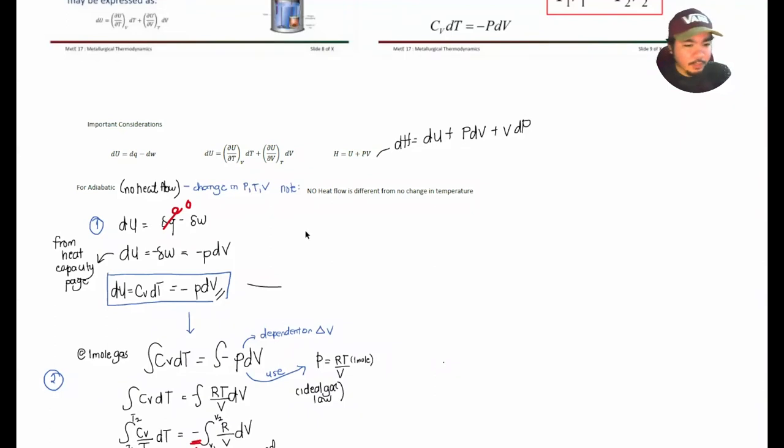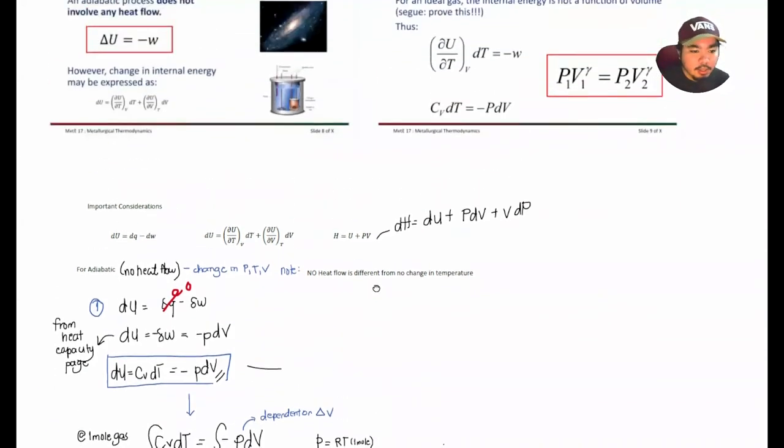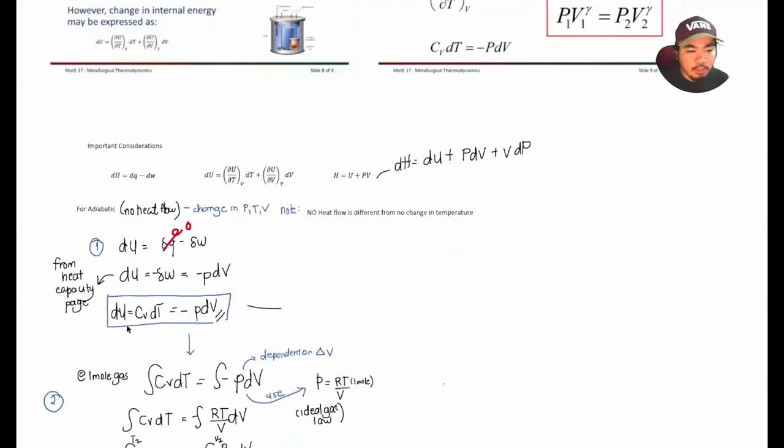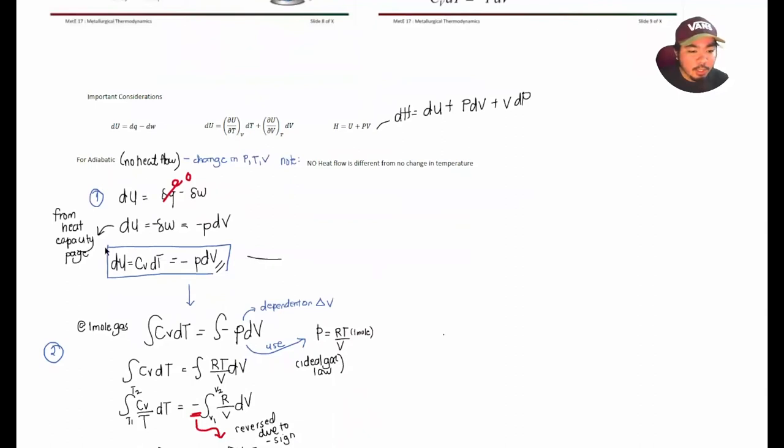Anyway, if you do this, then since there is no heat flow, Q is equal to 0, therefore our dU is equal to negative PdV. But we can also establish a sort of equivalence. This equation comes from trying to establish an equivalence. For example, for the same system, instead of doing an adiabatic system, if we did the same changes but this time for an isochoric system, then dU is equal to CV dT. So the work term disappears.